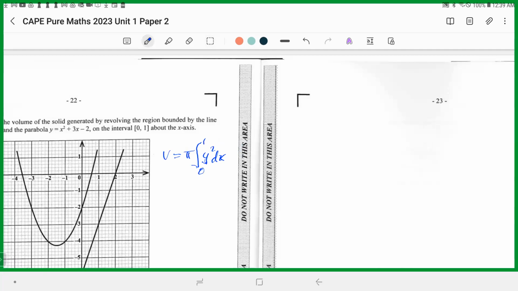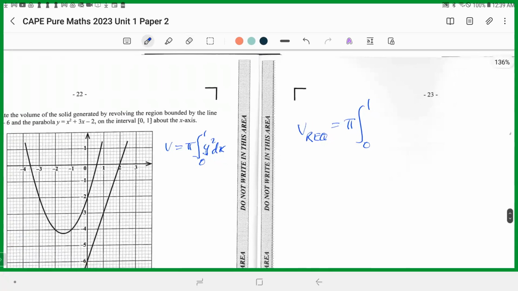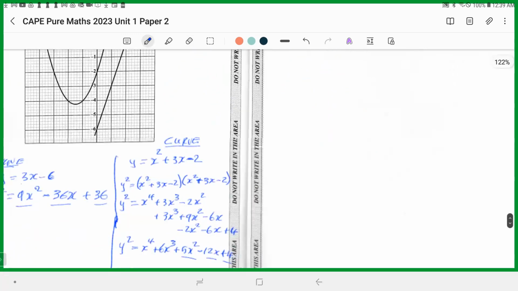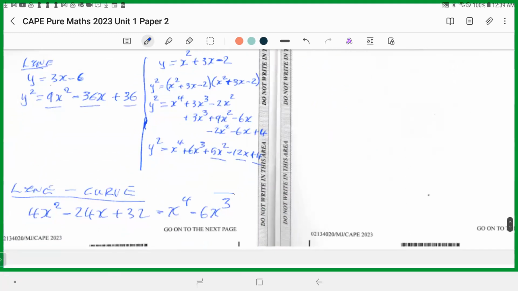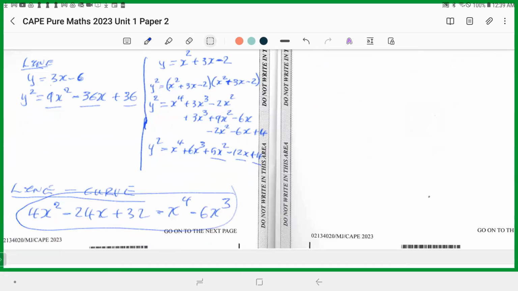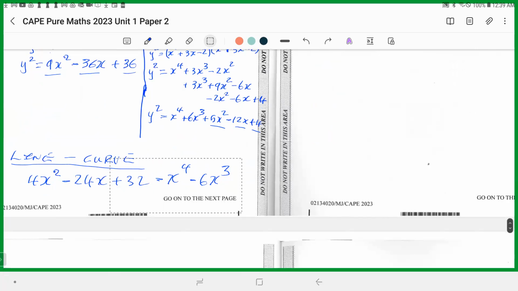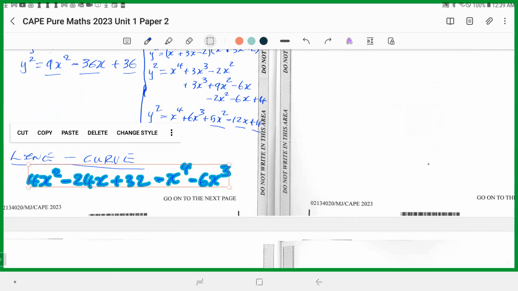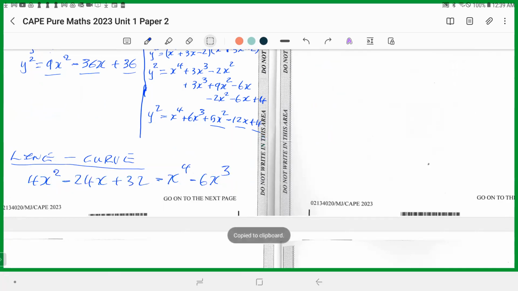So the volume required becomes equal to the integral. No, don't forget the pi. Don't forget the pi. Pi times the integral between 0 and 1 of the difference of the two squared values, which is this. Alright, so we can just copy that over and put it up here.